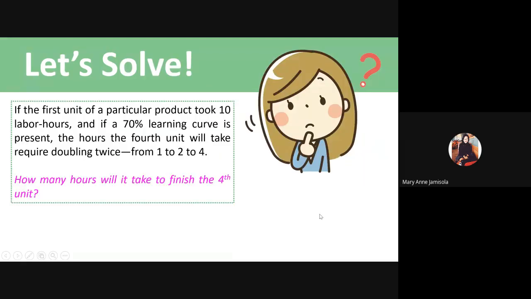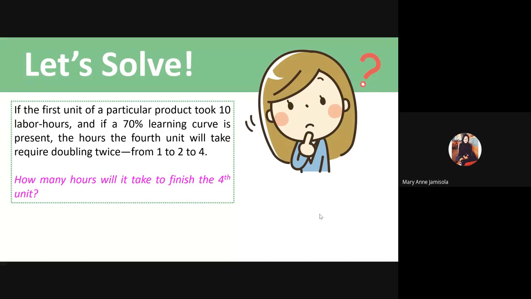So let's try to solve this. If the first unit of a particular product took 10 labor hours, and a 70% learning curve is present, the hours the fourth unit will take require doubling twice. Why is it twice? Because from 1, we double it once, so it becomes 2. Then we double it again, it becomes 4. So how many hours will it take for us to finish the fourth unit?